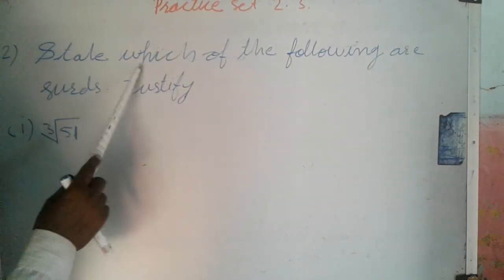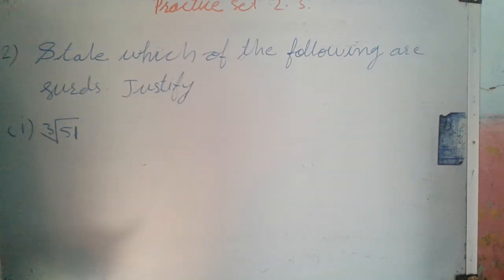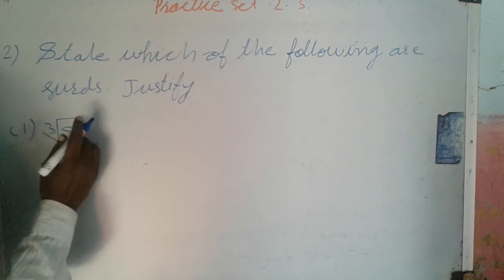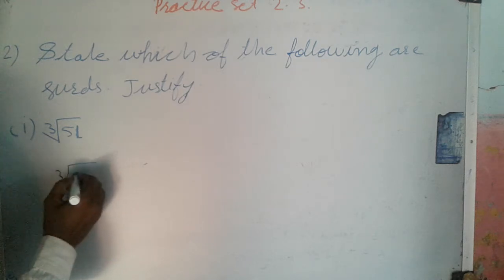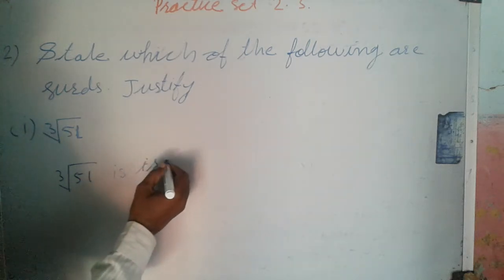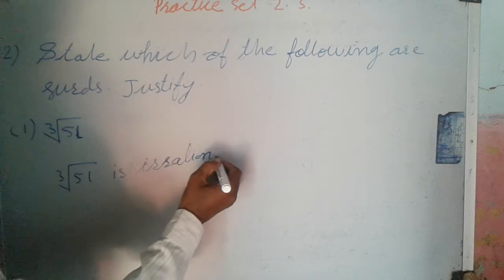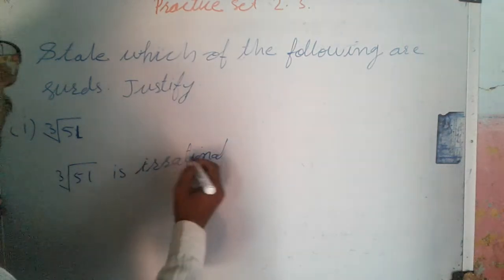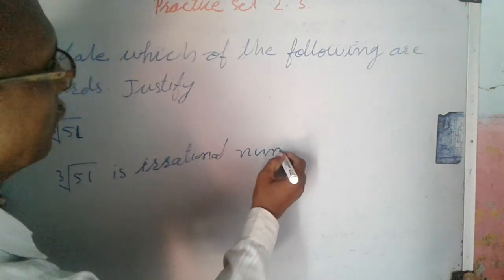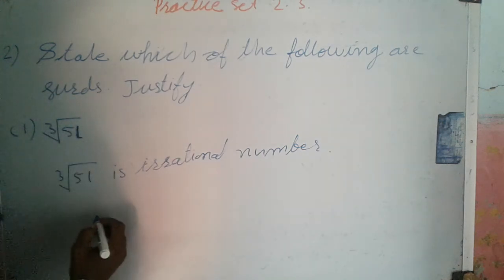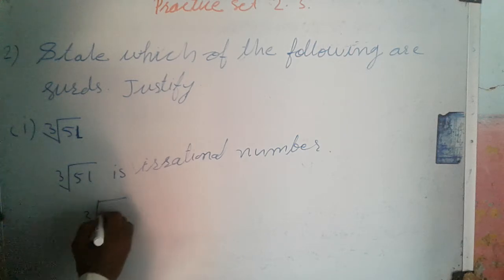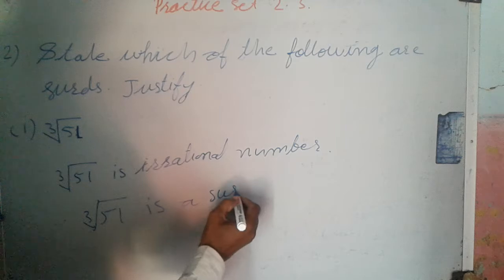Now question number 2. State which of the following are surds. Justify. Example 1. Cube root of 51. Now see here, cube root of 51 is an irrational number because we cannot simplify this. Therefore it is a surd.